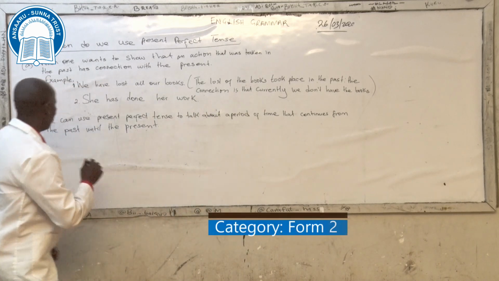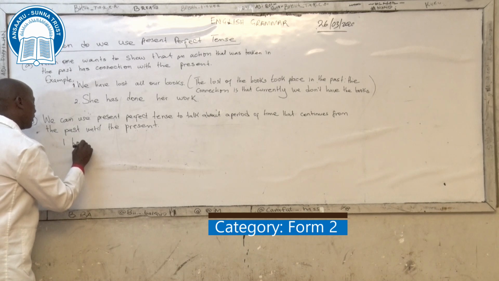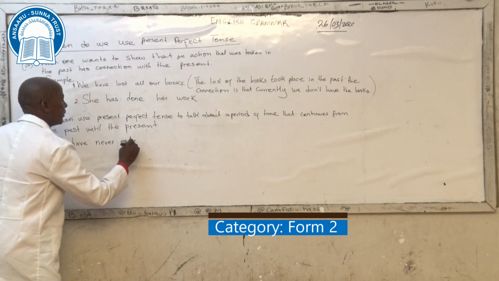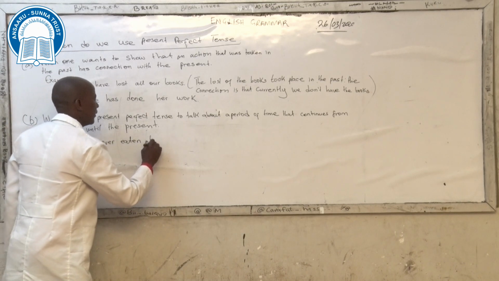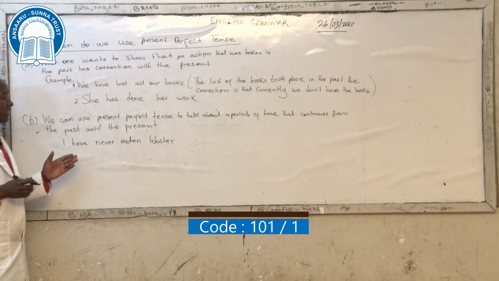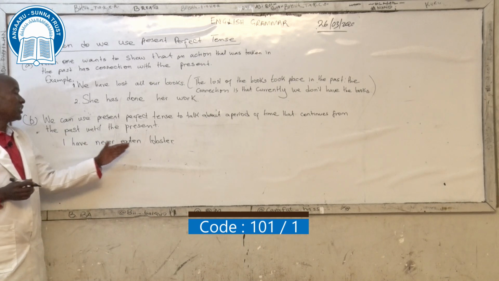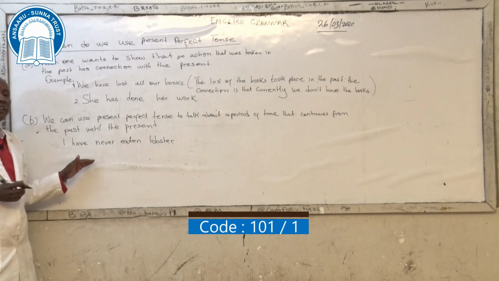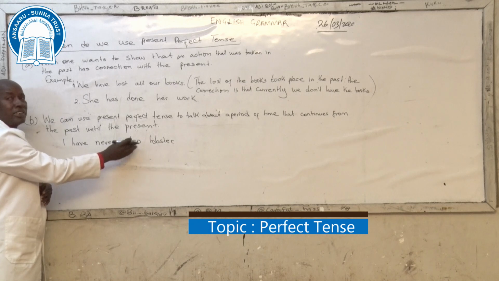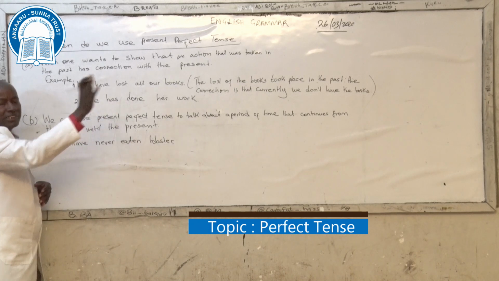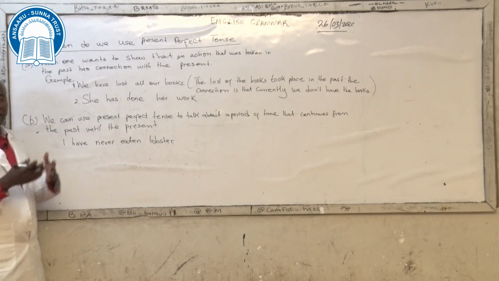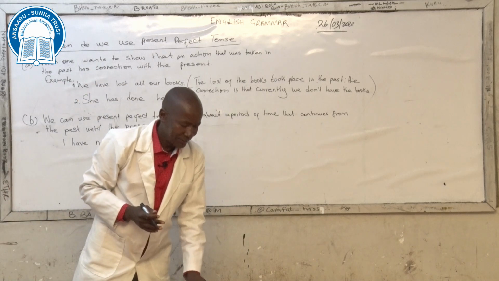Example, I have never eaten lobster. What is the action that began in the past? The action of not eating lobster. And as the speaker has not eaten it, the action continues. The action of not eating the lobster continues up to the time that the speaker is speaking. We never know, maybe after this, the speaker might eat the lobster.